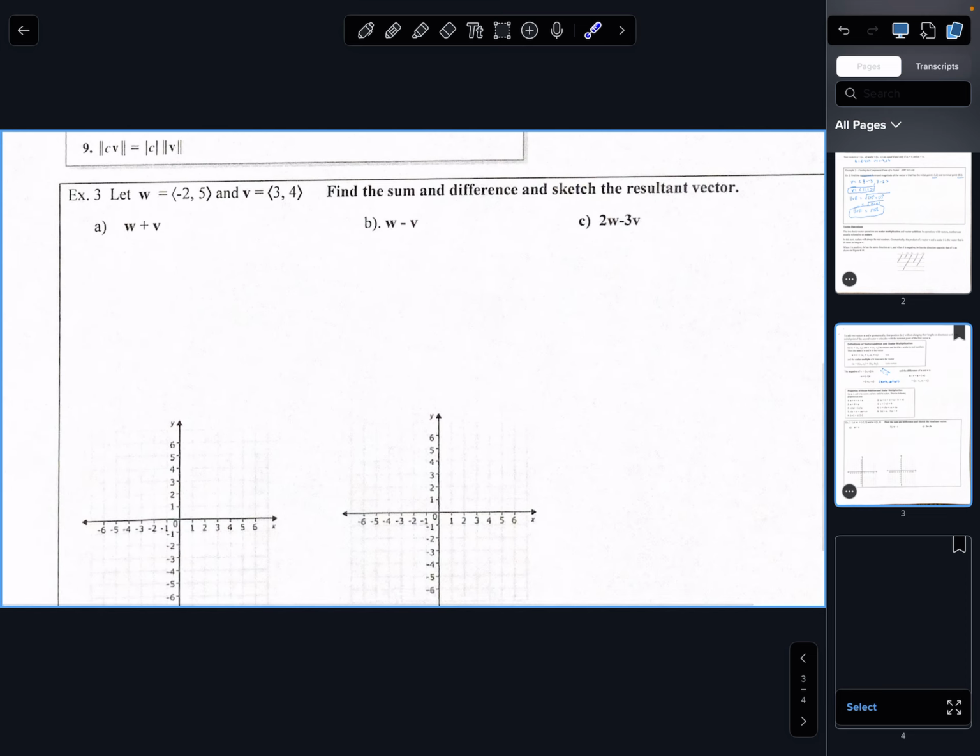Find the sum and difference and sketch the resultant vector. So, addition. We have vector W, vector V. When we add these, we add their horizontal components and we add their vertical components. So we're adding their horizontal components, and then we are adding their vertical components. And that will give you the sum of those two vectors.